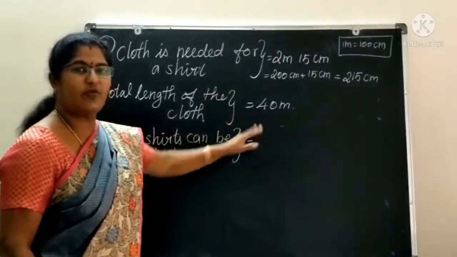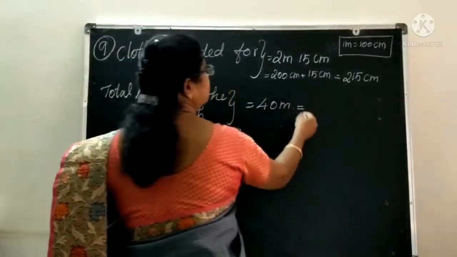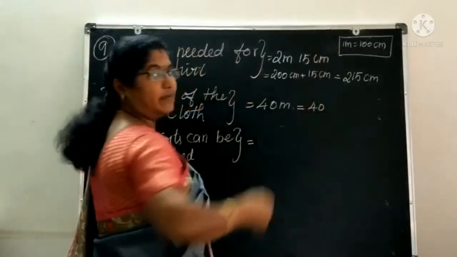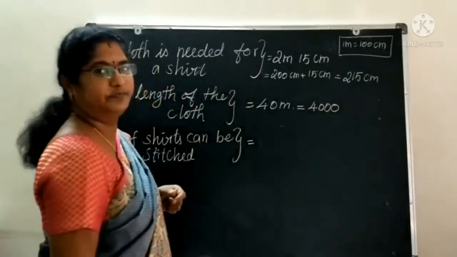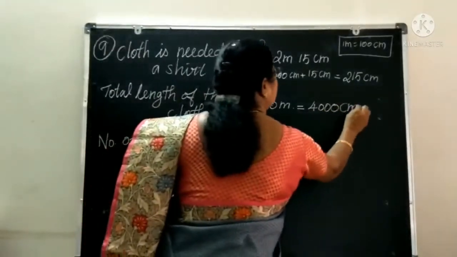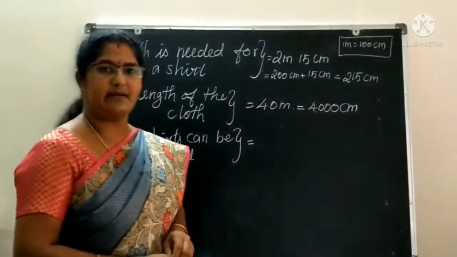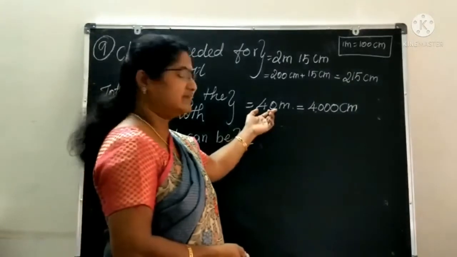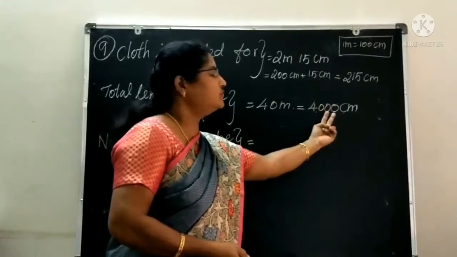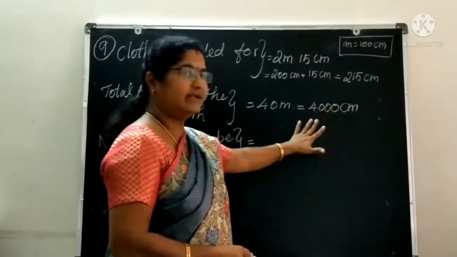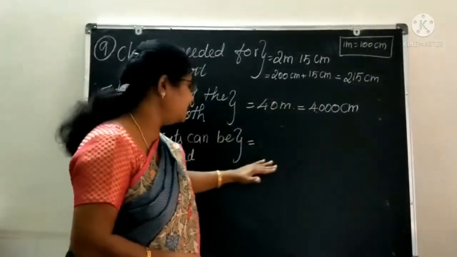Likewise, this value 40 meter also you convert into centimeter. So 40 into 100. How much? When you multiply 40 by 100, there are 2 zeros. You include 2 zeros at the right end. So 4000 centimeter. Clear? When you multiply by 10 or 100 or 1000, whatever it is, you multiply the same number. In 100 there are 2 zeros, so include 2 zeros at the right end. Clear? We have multiplied both numbers into centimeter. Same unit, we can divide.